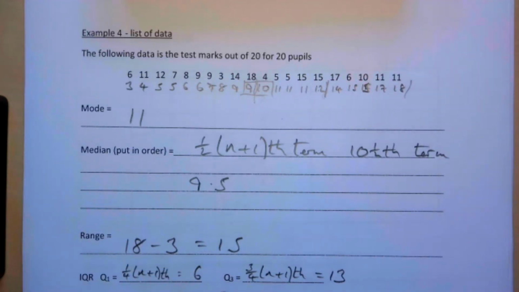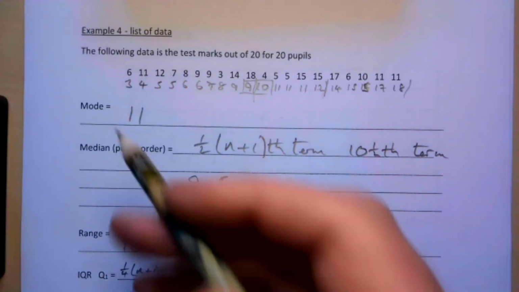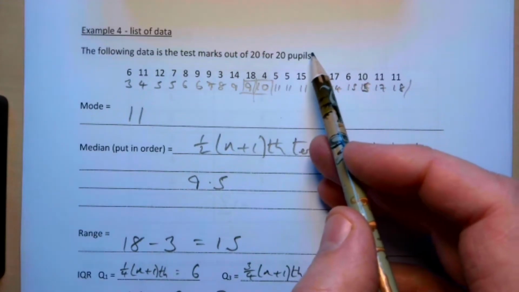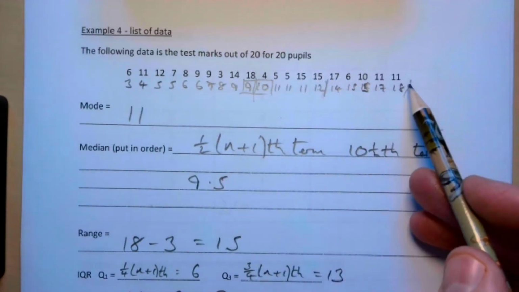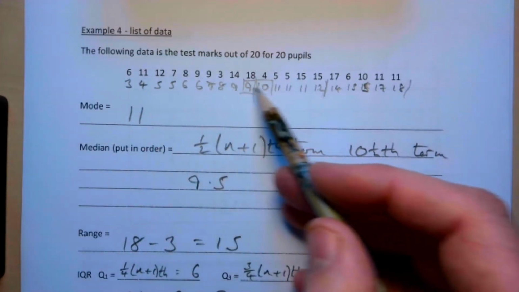This is AS Stats. We're on Unit 2 and we're looking at example 4, and we're trying to find our data for a list of data. So let's take a wee look at the question. It says the following data is the test marks out of 20 for 20 pupils. We're going to need to put it in order, and that's what I've done here. I've taken each of these 20 and put them all in order.